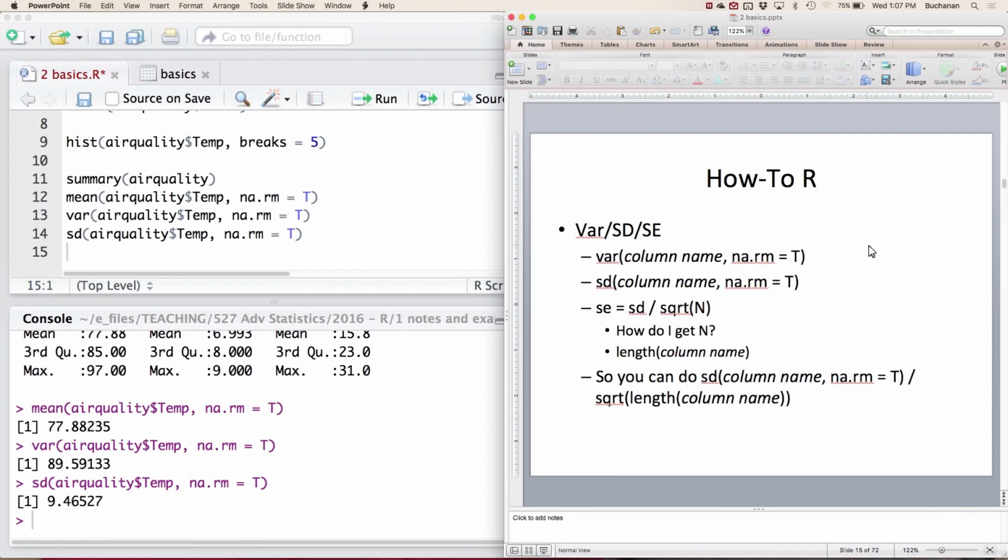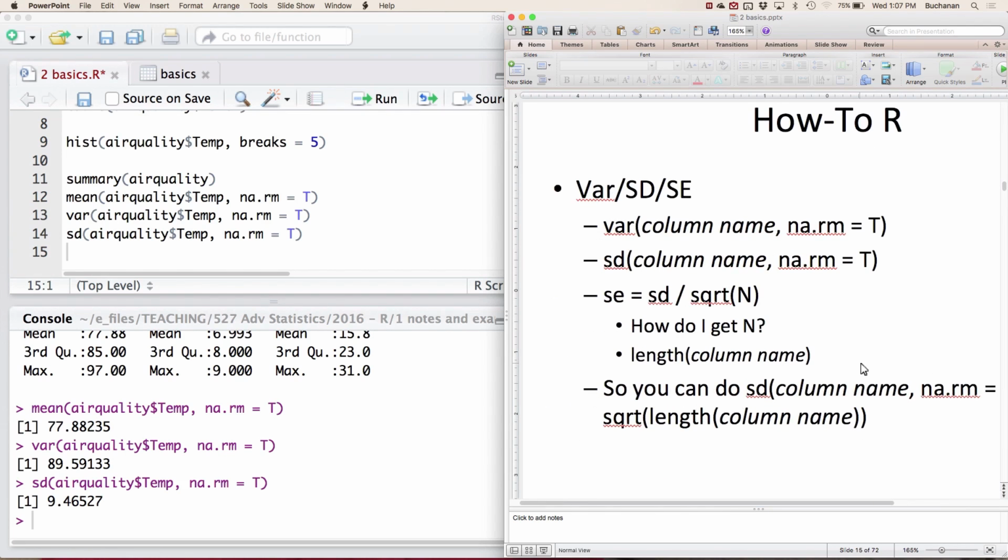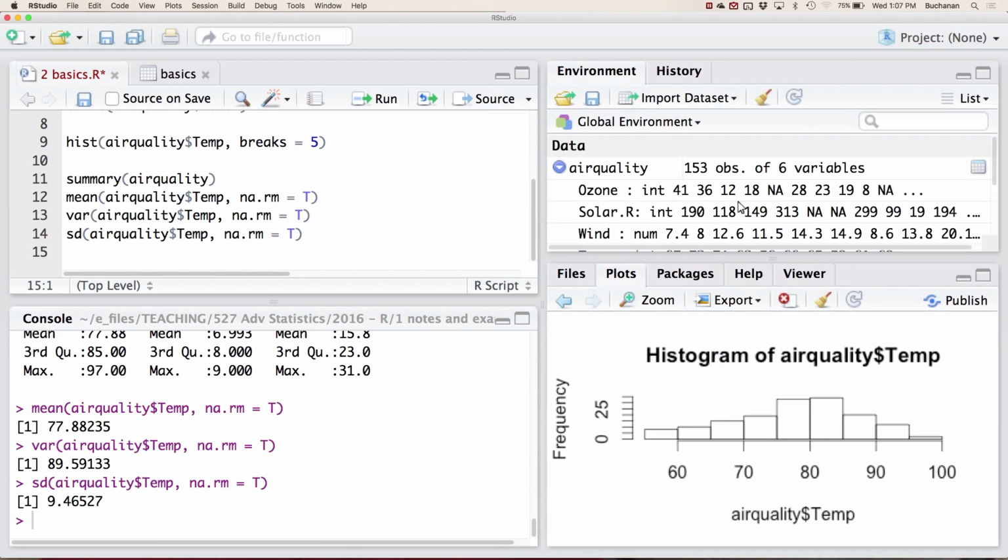Now the problem comes in when you're trying to calculate standard error. There's not an SE function. There is one in another package, but it's not worth the trouble. So what we're going to do is take the formula for standard error, which is standard deviation divided by the square root of n, and get n automatically. So I could look at the environment window over here and see that there's 153 people and type that in. But we're going to try to avoid doing that all semester, because then if you make a change to the data, you're stuck with remembering to change that number. So we're going to try not to hard code anything.